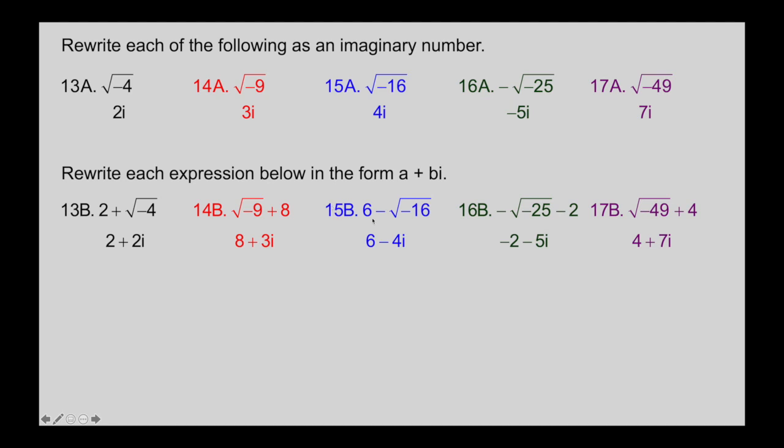For 15B, I have 6 minus, and then we talked about this part a minute ago. That part turns into 4i. So if I have 6 minus 4i, again, nothing can combine. I've got the real part first and the imaginary part second, so we're good so far. For this one, I've got a negative square root of -25, which is what we did up here. So this part's going to turn into -5i, and then I still have -2. Again, I cannot combine them, but I can switch the order so that it's -2 minus 5i. For 17B, the square root of -49 is going to be 7i, so I get 7i plus 4, and then again, I do need to switch the order of that.